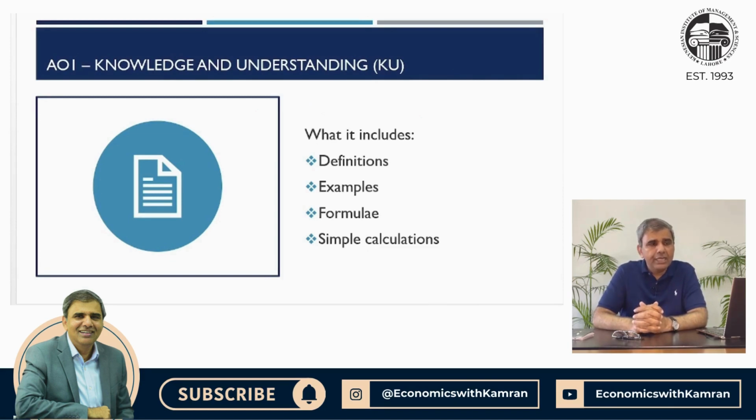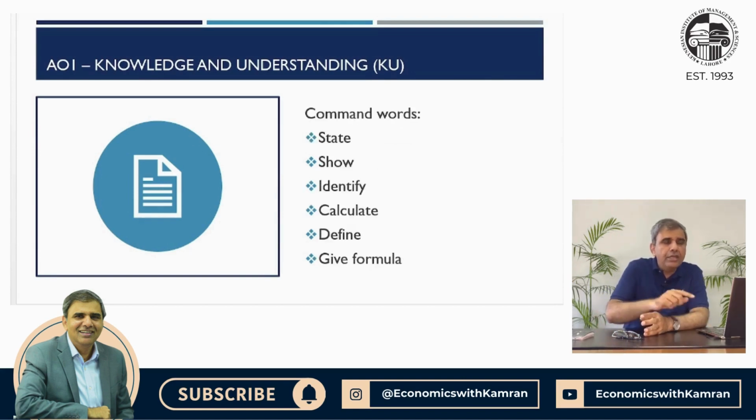Now what is AO1? AO1 knowledge and understanding includes definitions, examples, formulas, simple calculations, and maybe static diagrams. The questions which contain certain command words test this. They may not start with the command word, but it may be part of the question, for example, using the information above, identify. Identify is a command word used for questions testing your knowledge and understanding. Other command words used for testing knowledge and understanding are state, show, identify, calculate, define, and give formula. These are some examples of command words.